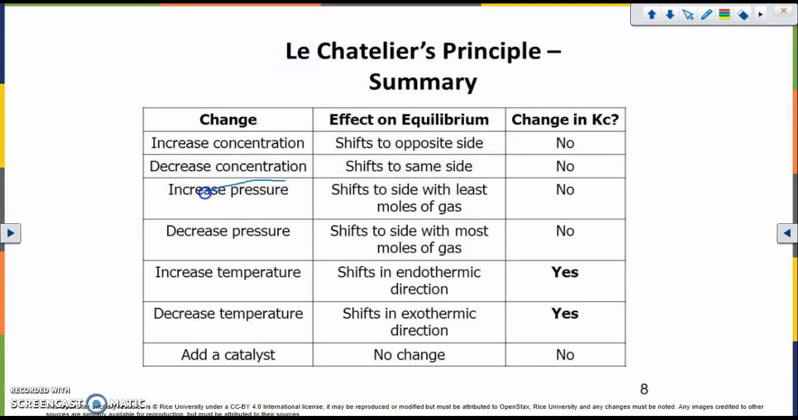Now, pressure, folks, we're going to be talking more about it if gases are involved. So in the previous example, increasing and decreasing pressure would actually have an effect on gas. Now, why does increasing and decreasing pressure have an effect on gas? Well, folks, how do you get gas, right?